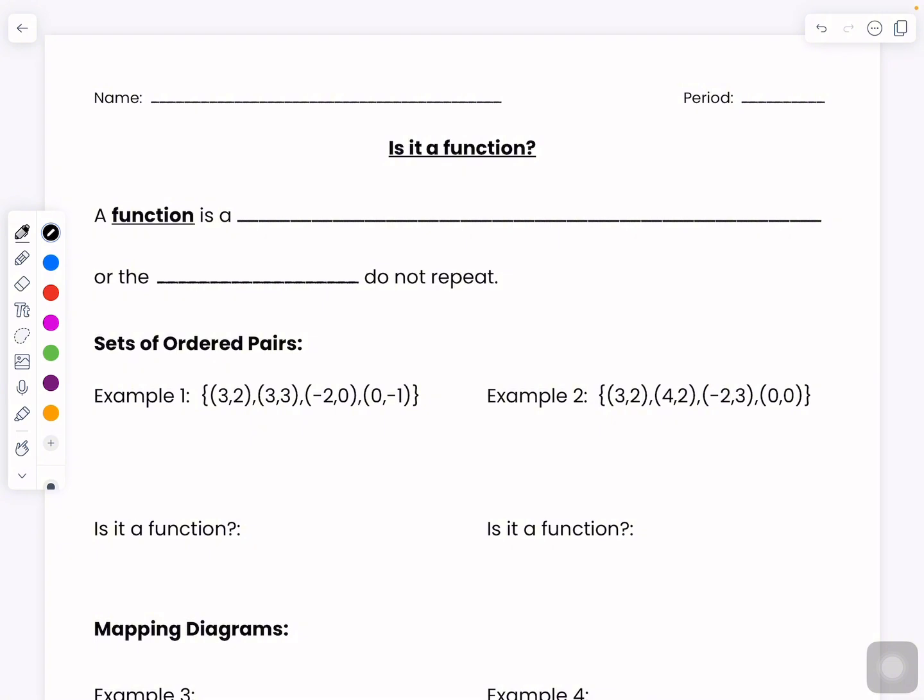Let's begin by looking at the definition of a function. Remember, a function is a relationship where every x value is paired with exactly one y value. Or, in other words, the x values do not repeat.